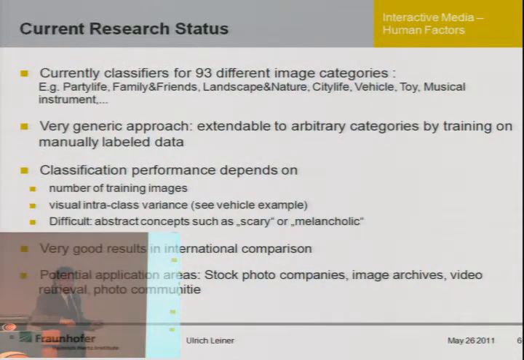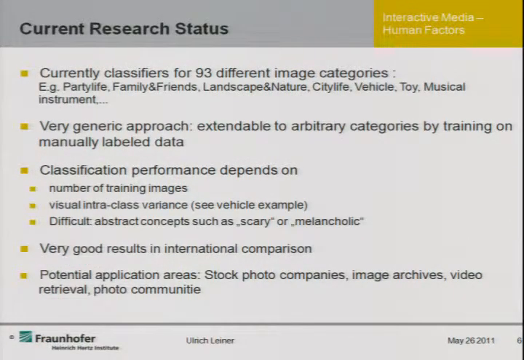Okay, where are we today? We did that with quite a huge set of categories, 93 categories, which are somewhat standardized in a competition we went into. But this approach is very generic and can be extended to other categories if you want to add some.